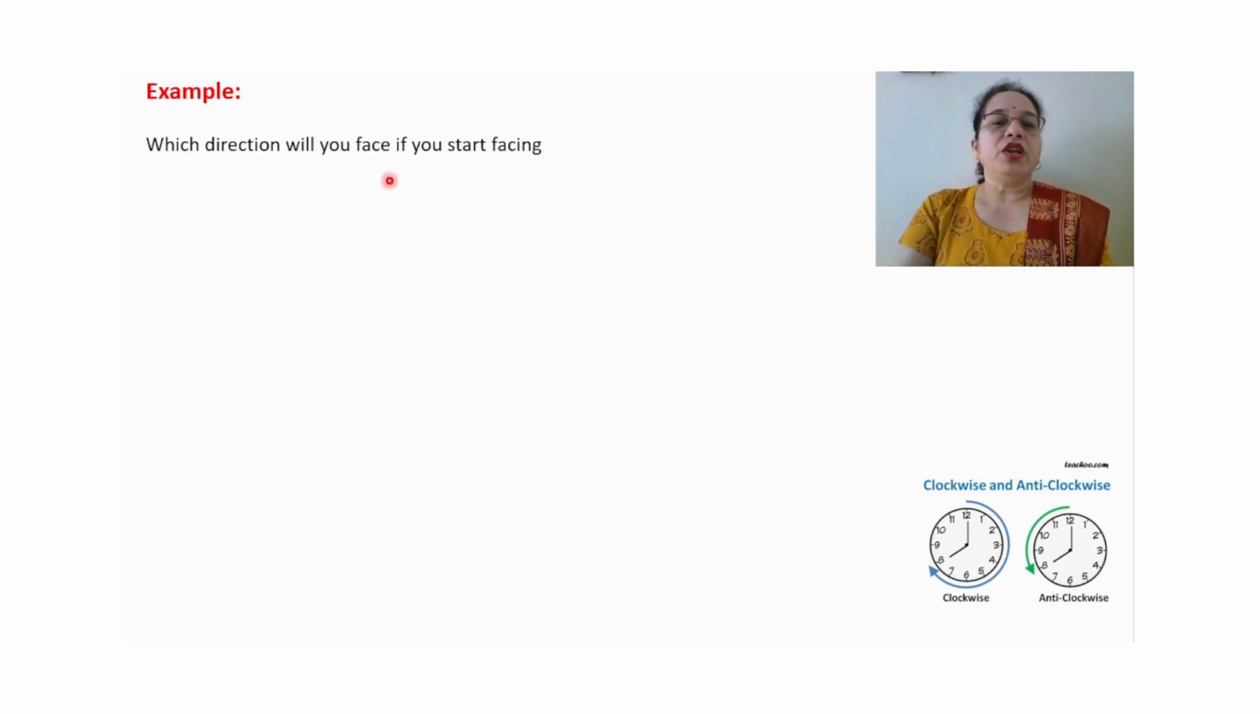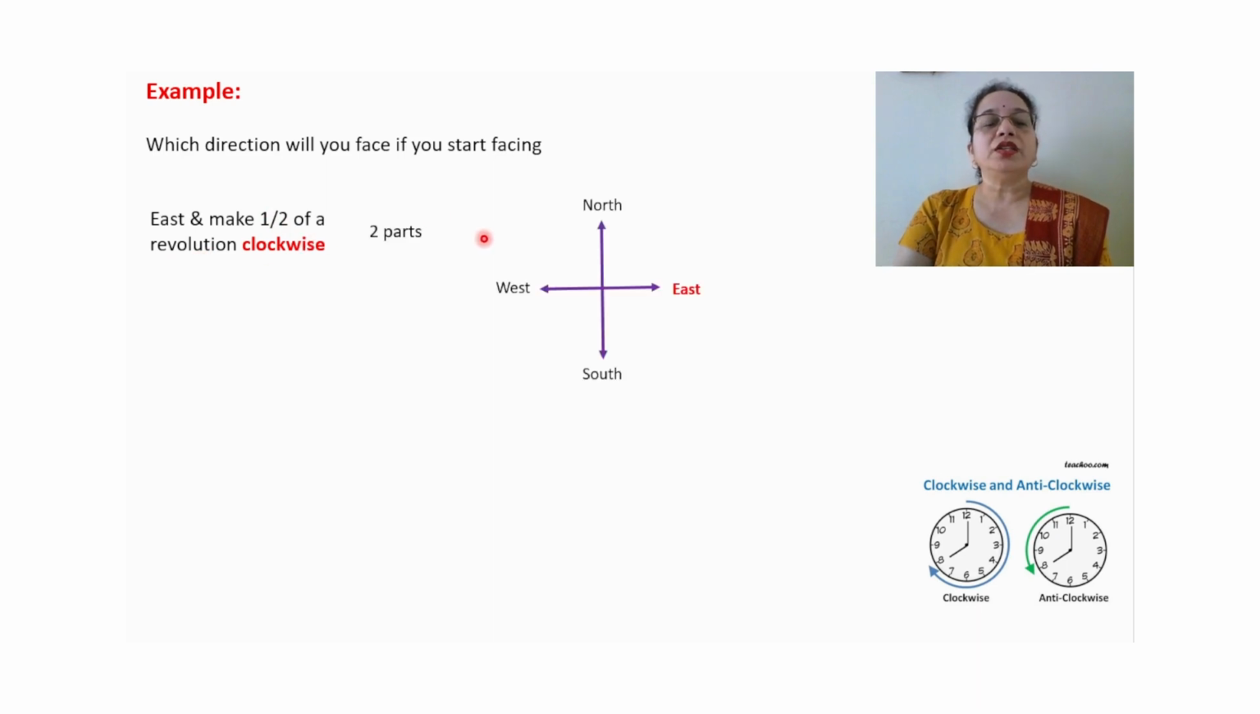Which direction will you face if you start facing east and make half of a revolution? Half of a revolution means here it will be 2 parts. This is your direction, and east. The person is standing towards east. The face is towards east. Half clockwise means we will move in this direction. So 2 parts. So the person will face towards west.